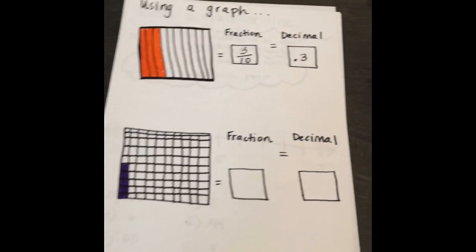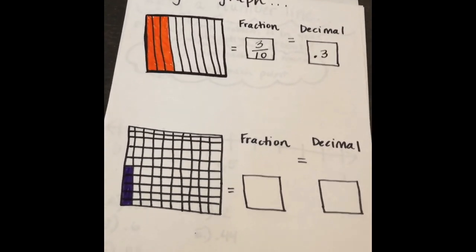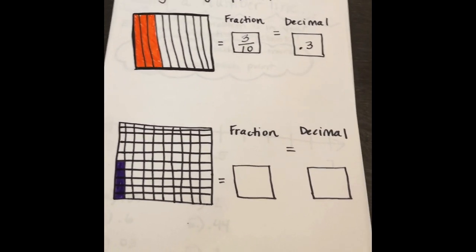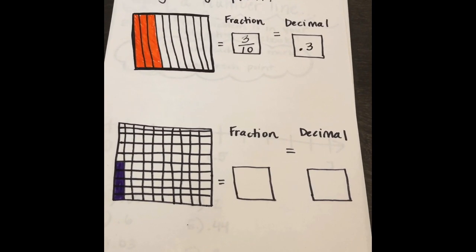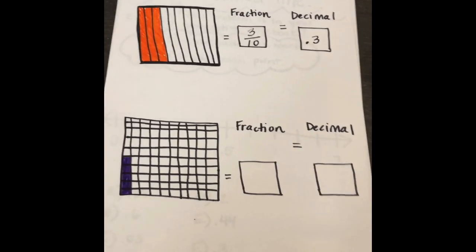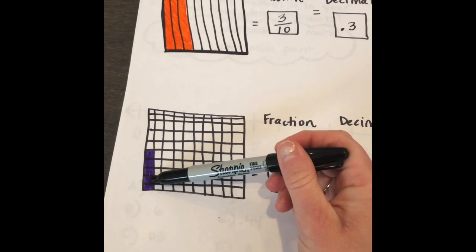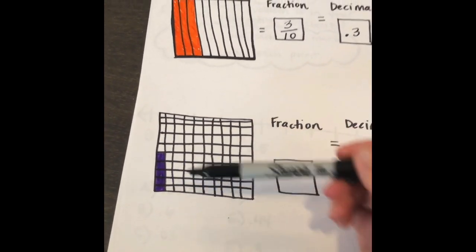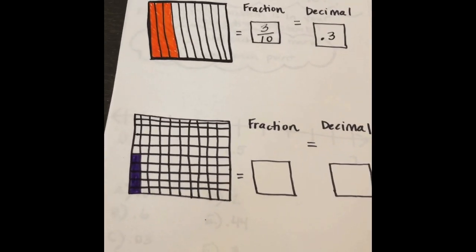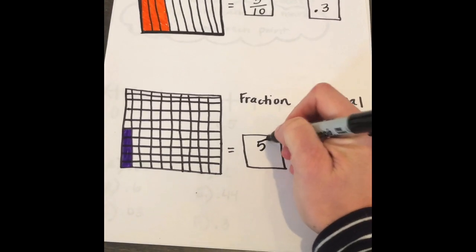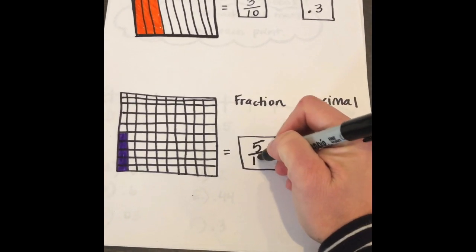Now, this last one. If you had all day, you could go ahead and count these lovely boxes here, but I will go ahead and tell you that there are 100 total boxes. Let's count how many are filled in. 1, 2, 3, 4, 5. 5 hundredths. So 5 over 100.